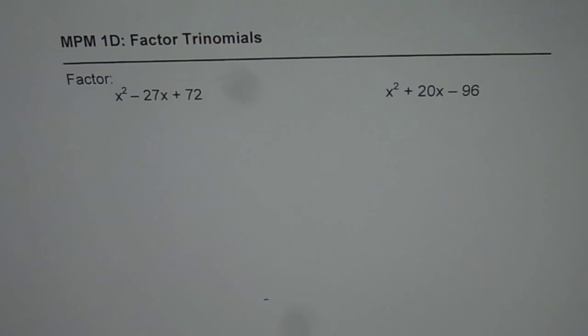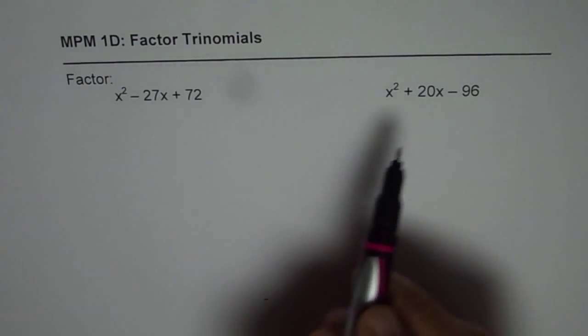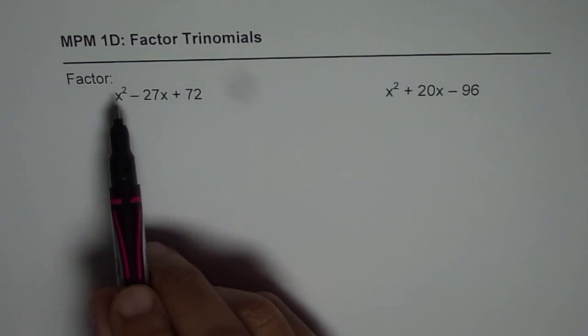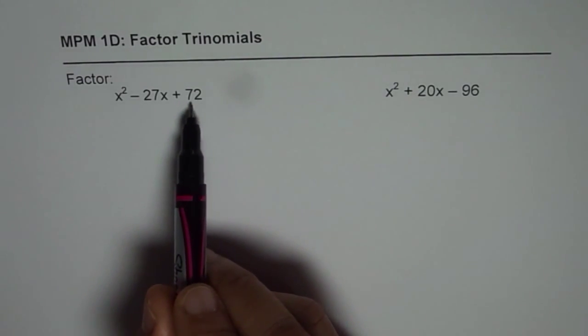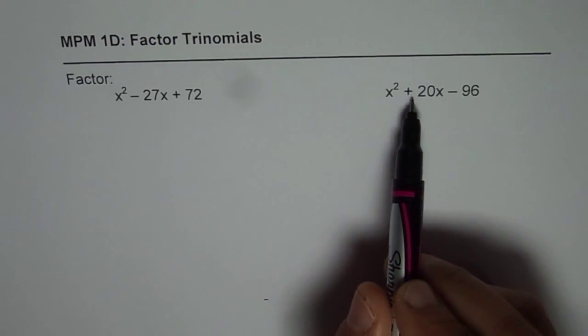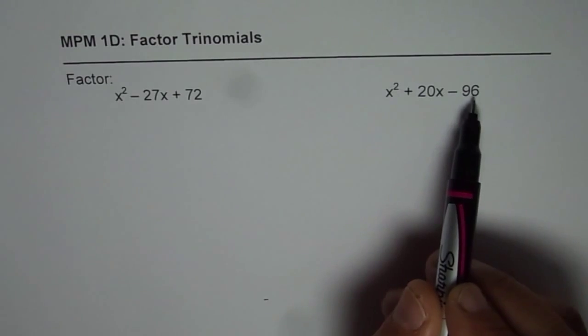We are trying to understand how to factor trinomials, in a way, how to get the two numbers, the magic numbers, which will help us to factor trinomials, right? So we have two examples here. The first one is x squared minus 27x plus 72. The other one is x squared plus 20x minus 96.